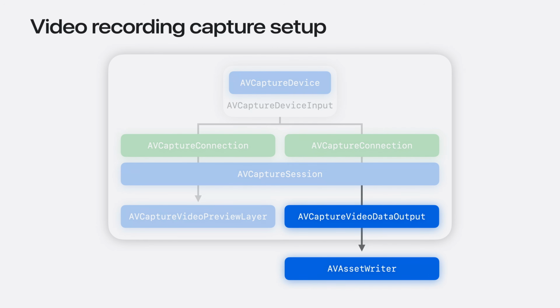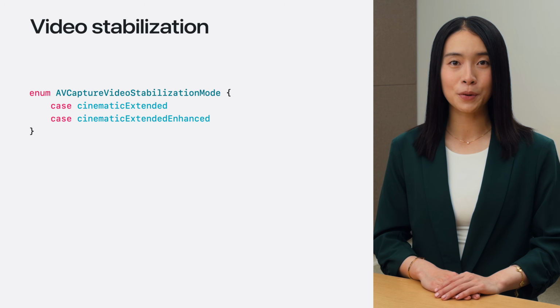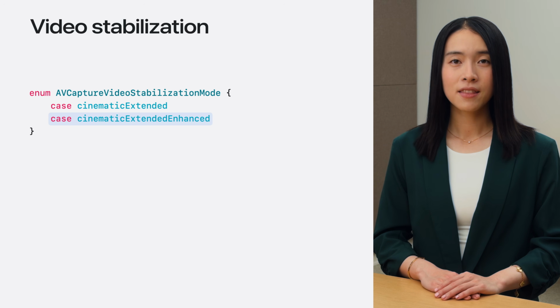Video recordings also benefit from cinematic stabilization modes, cinematic extended, and cinematic extended enhanced. Both are face-aware on the Center Stage front camera. They prioritize keeping the subject stable over the background.